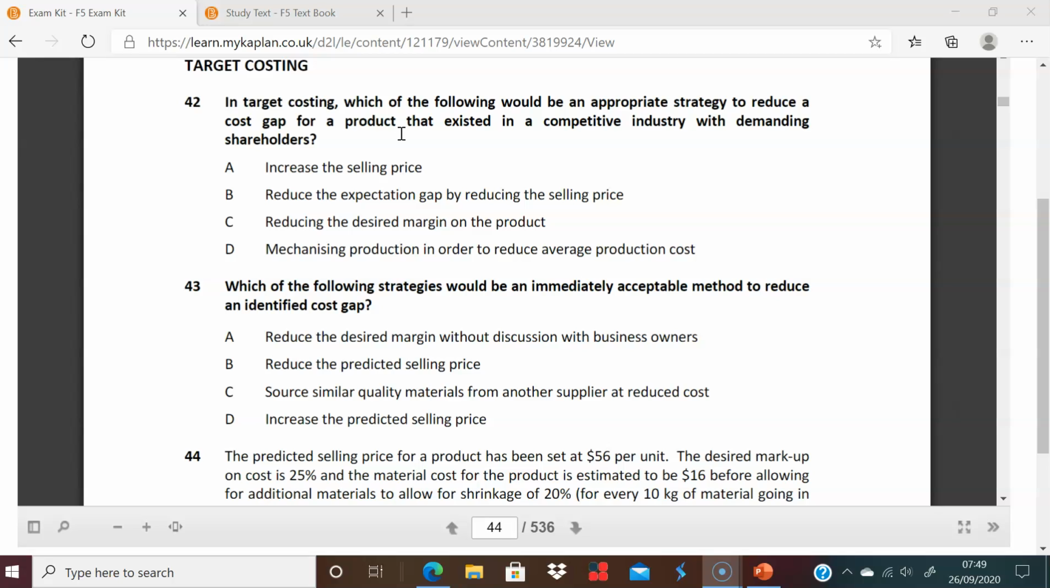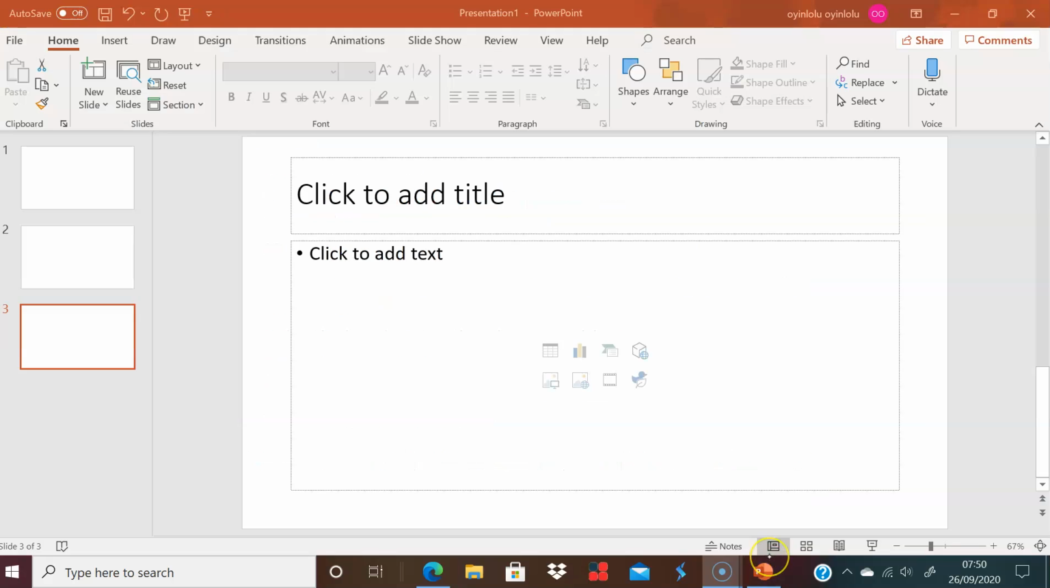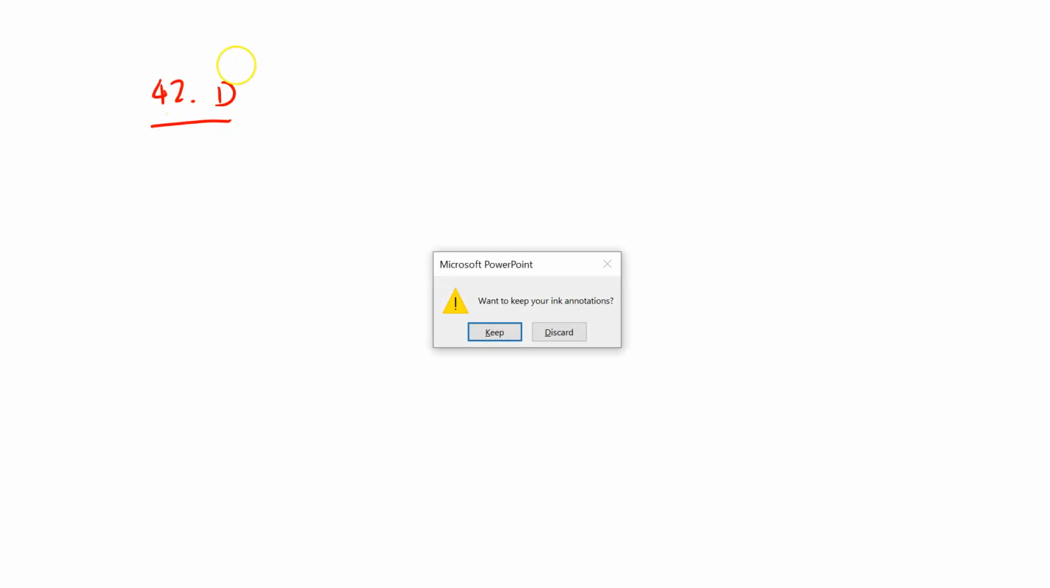Wouldn't work really by reducing the selling price. You're making less profit really here. So the best you can do is just sell it at the market price. Reducing the desired margin on the product? It says your shareholders are demanding. Mechanizing production to reduce average production cost is sort of your most rational way to go. So your answer there is D. 42 is D. Okay, great.